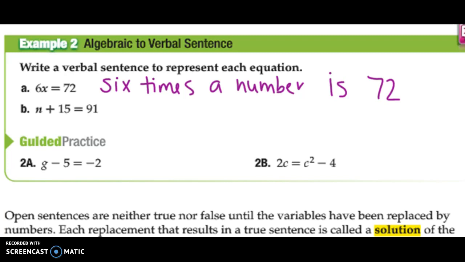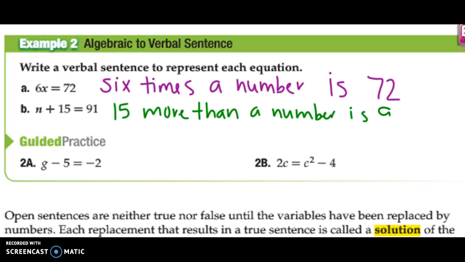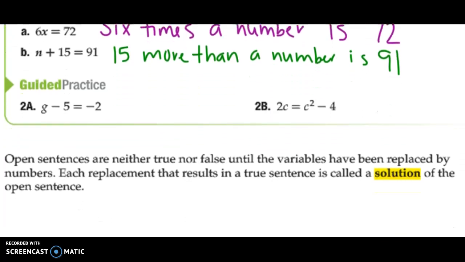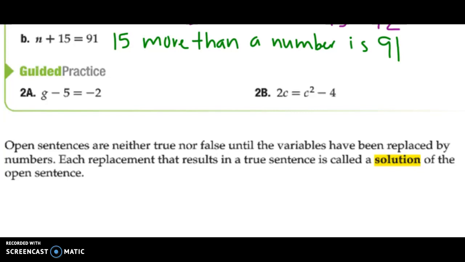Look at the next one. n plus 15 is 91. I can do kind of the same thing. 15 more than a number is 91. Now you'll notice my order kind of switched here. Remember, in addition, it doesn't matter how you go. The commutative property says that it'll be the same adding-wise. So here's a couple guided practice problems for you to try to write those as verbal statements as well.